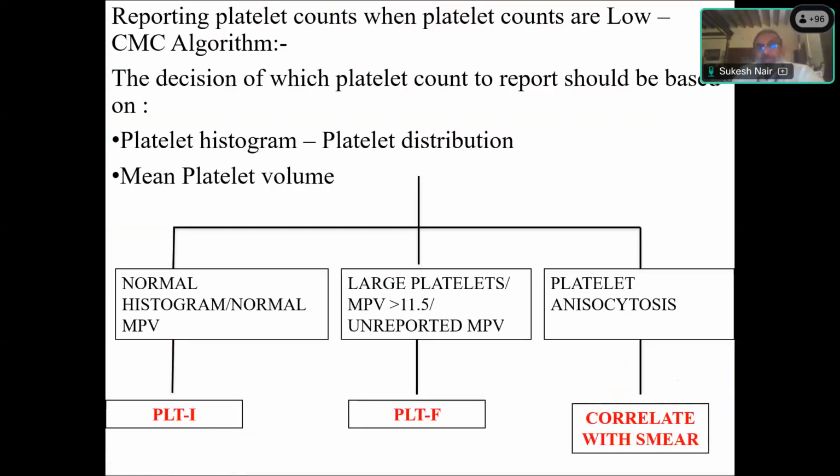So whenever we have a thrombocytopenia, all the lab technicians and doctors are asked to look at the histogram. If the histogram shows a normal distribution, don't look at the smear, release the platelet count. If the histogram reflects giant and large platelets, do an optical platelet count and release it. But if you see platelet anisocytosis on the histogram, make a smear and correlate with it.